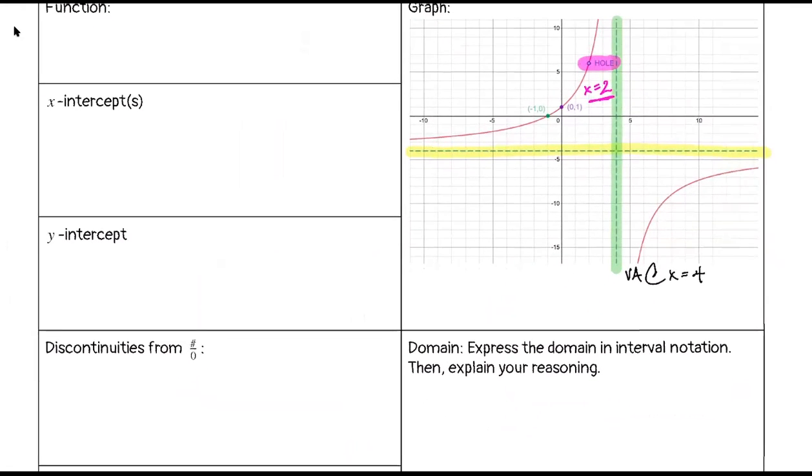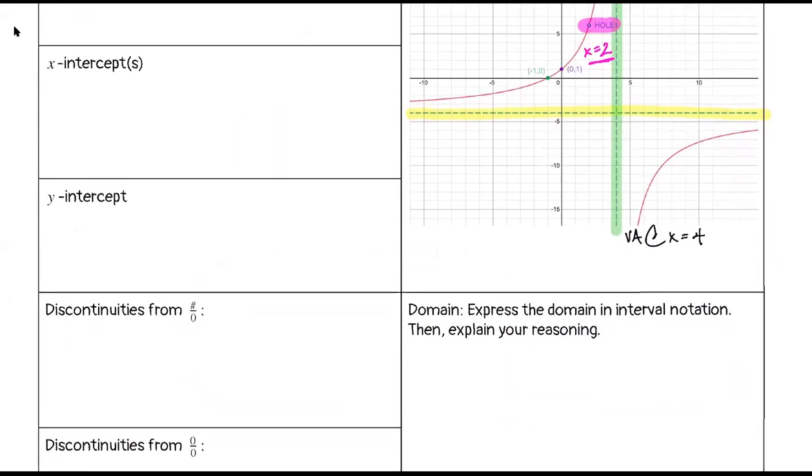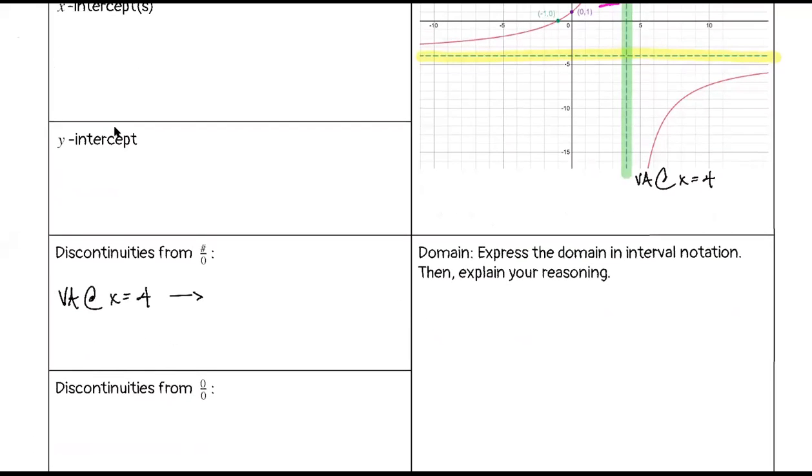So after we've figured these two pieces out, we know that the vertical asymptote tells us about the discontinuity from the number divided by 0. So vertical asymptote at x equals 4. What is the corresponding factor that goes with x equals 4? X minus 4. Good, good, good. So that means that x minus 4 is a factor of the denominator, g of x, okay?